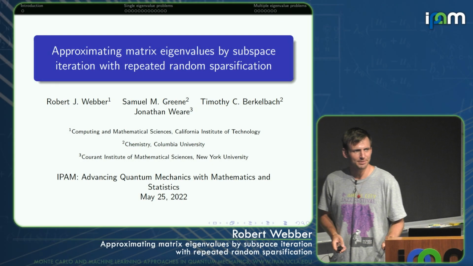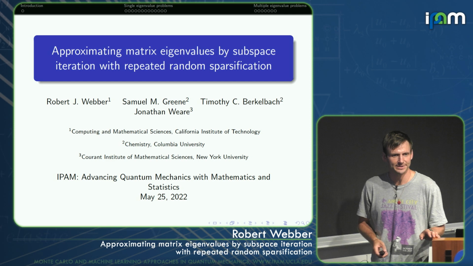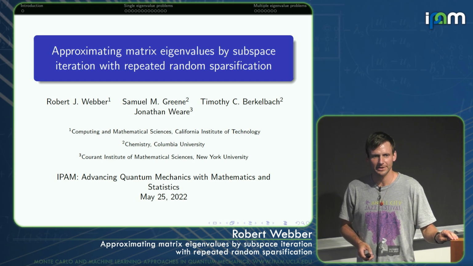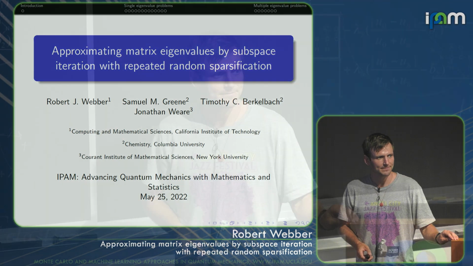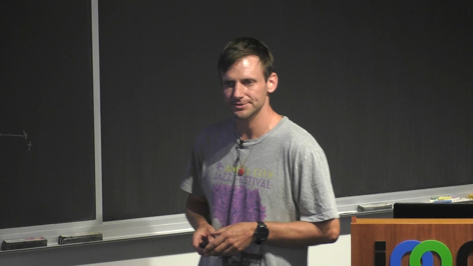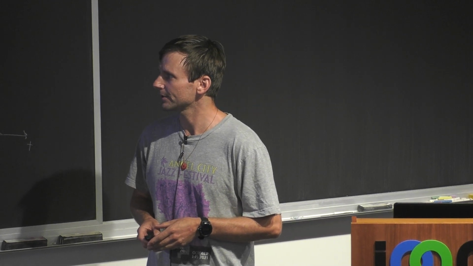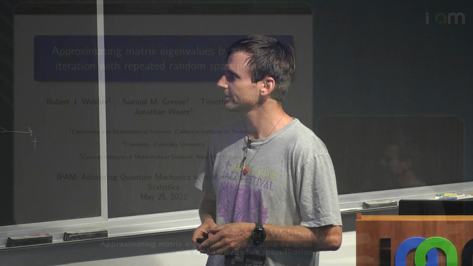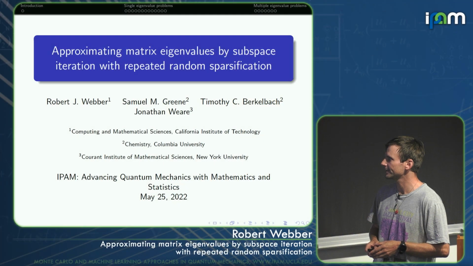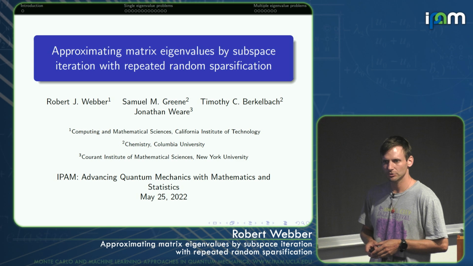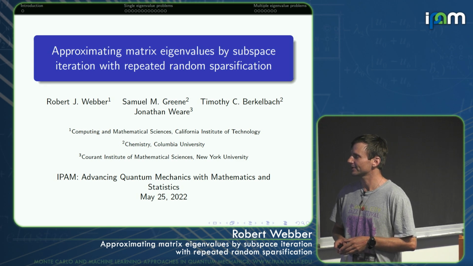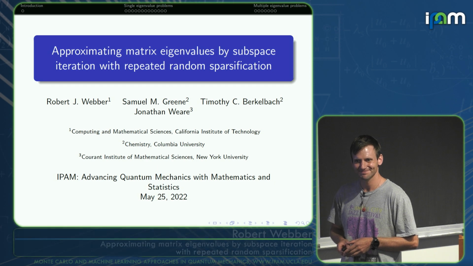I'm currently a postdoc at Caltech, supervised by Joel Tropp in the math department. And I work on randomized numerical linear algebra. But this is about earlier work with Jonathan Weare, one of the organizers of this workshop, and our collaborators in chemistry, where we were looking at a particular application of randomized numerical linear algebra ideas to quantum ground state and lately quantum excited state calculations. So get excited.